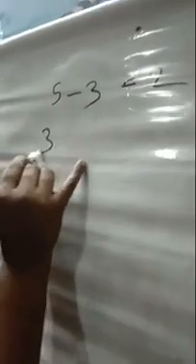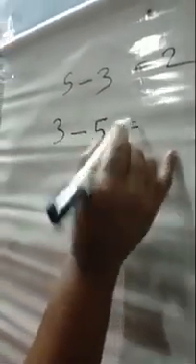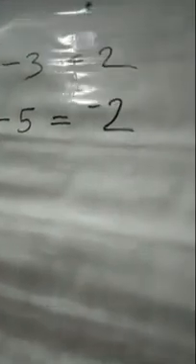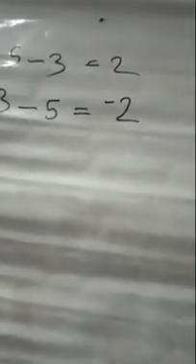Now change the order: 3 minus 5. What is 3 minus 5? 3 minus 5 is minus 2. Both are different, you know. So the commutative property is not satisfied.